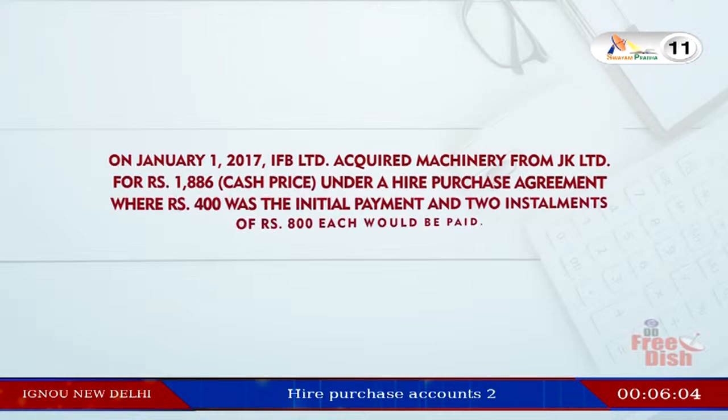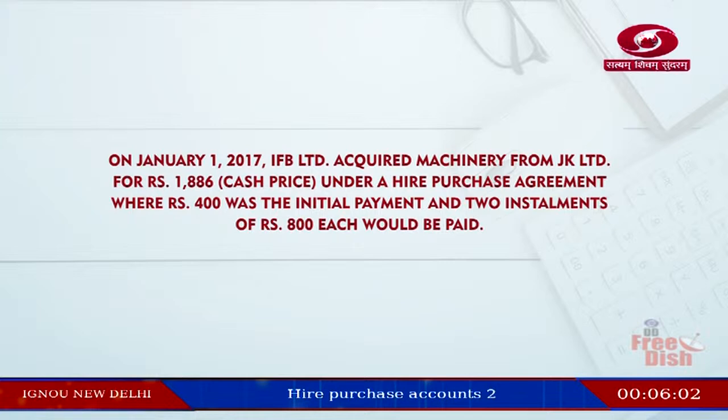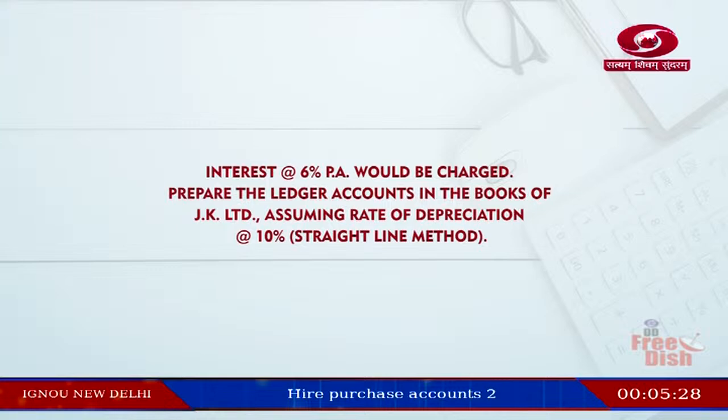An illustration is given. On 1st January 2017, IFB Limited acquired a machine from JK Limited. Here JK Limited is the vendor and IFB Limited is the hire purchaser, for rupees 1886 cash price under a hire purchase agreement, where rupees 400 was paid as the initial payment. So this is the down cash payment. Prepare the ledger accounts in the books of JK Limited.